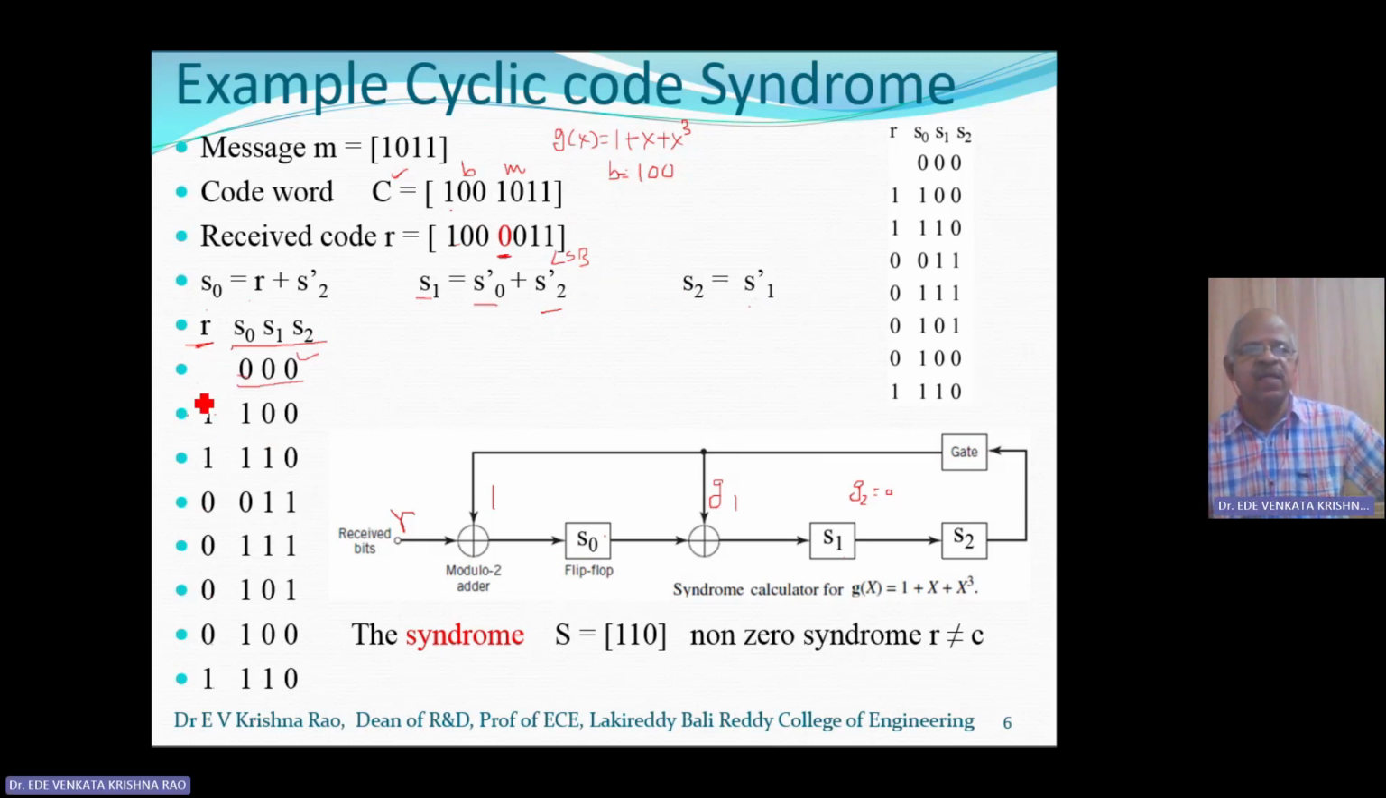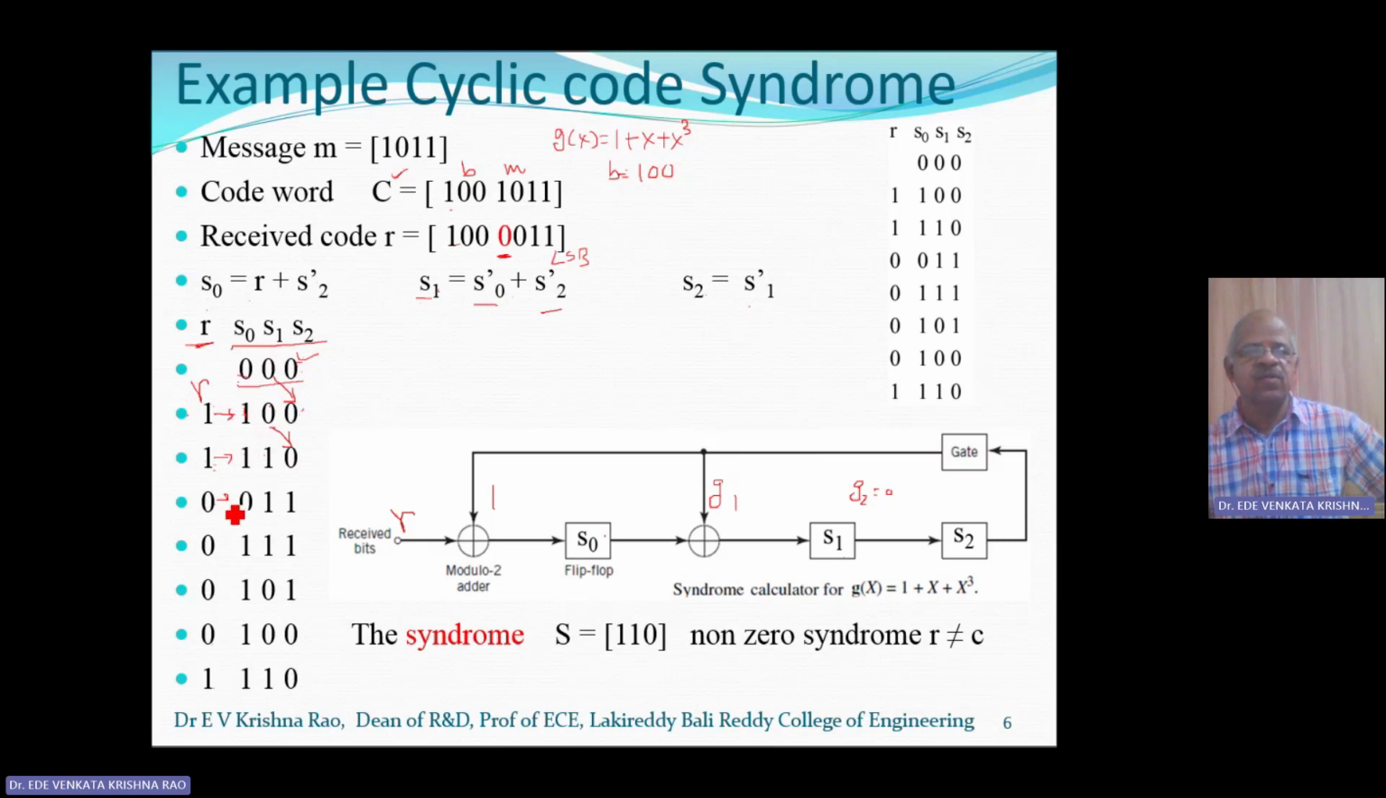Now the input R is given here. This is the R, so one is given. What happens? S0 is R plus S2 dash, which is 1 plus 0, 1. And for S1, S0 dash and S2 dash are added: 0 plus 0, 0. S2 is S1 dash shifted. This one is shifted here. Now 1 plus S2 dash, this 1 plus 0, 1. S0 dash plus S2 dash, 1 plus 0, 1. This 0 is shifted here. Next 0.